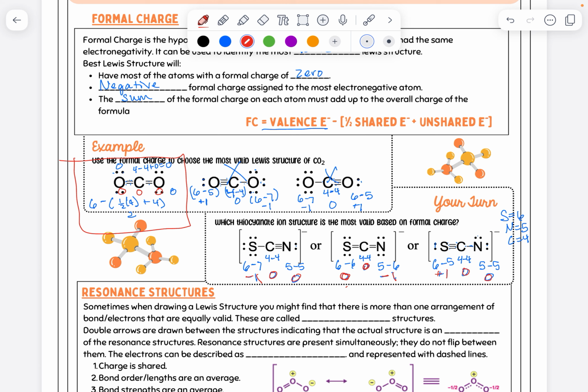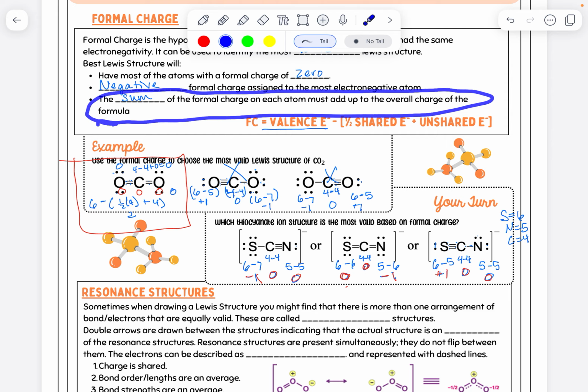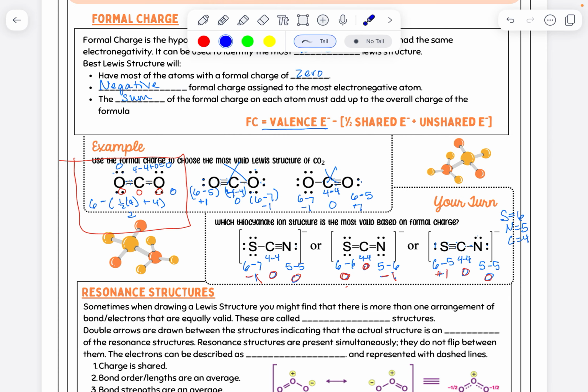First, we see here that the sum of the formal charges must add up to the overall charge of the formula. So the sum of this one here, 0, 0, plus 1, does not add up to a negative charge, and this has a negative charge on it. So this is not a valid resonance structure. Both of these other two do add up to -1. So now here we have a negative on the sulfur, and here we have a negative on the nitrogen.